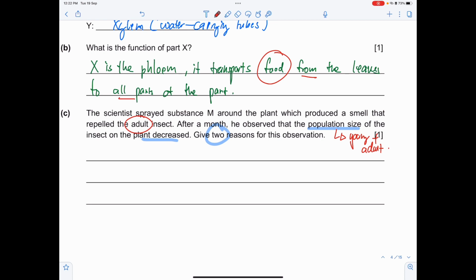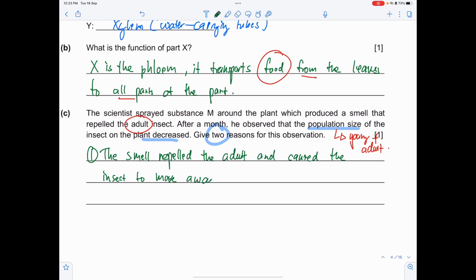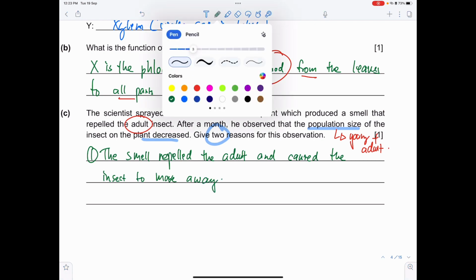So the first reason is very simple, very straightforward. The smell basically caused the adult to move away. So the smell repelled the adult and caused the insect to move away. Very straightforward.